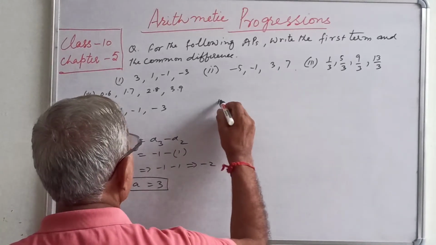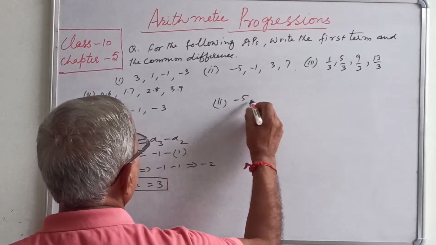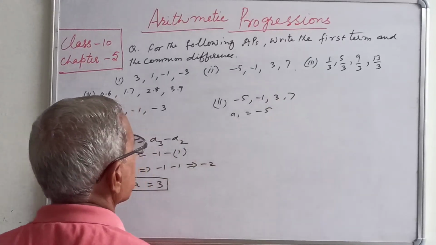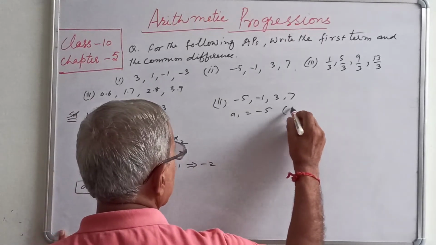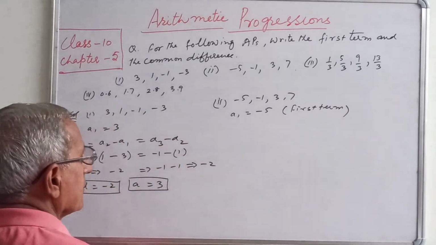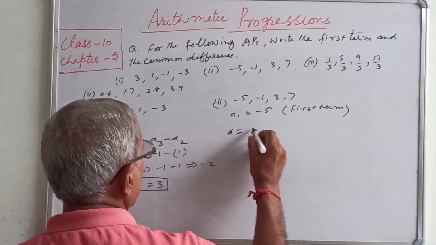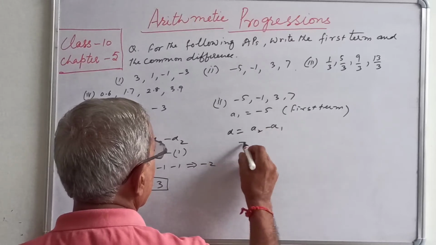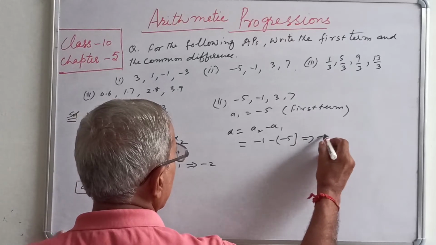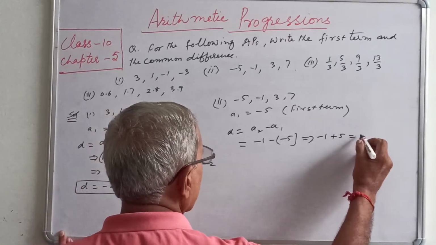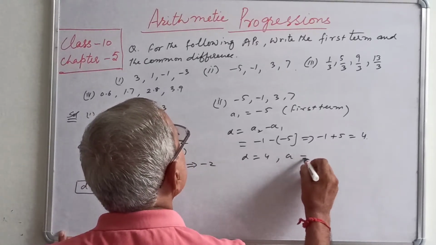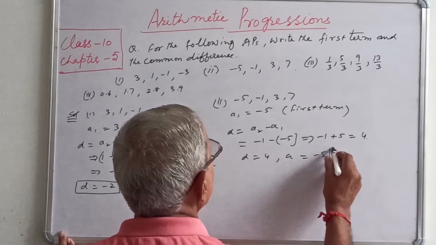In the second part, minus 5, minus 1, 3 and 7. So A1 is minus 5. The first term is minus 5. So d will be A2 minus A1. So minus 1 minus minus 5. So minus 1 plus 5, that is equal to 4. So d is 4 and a is minus 5.